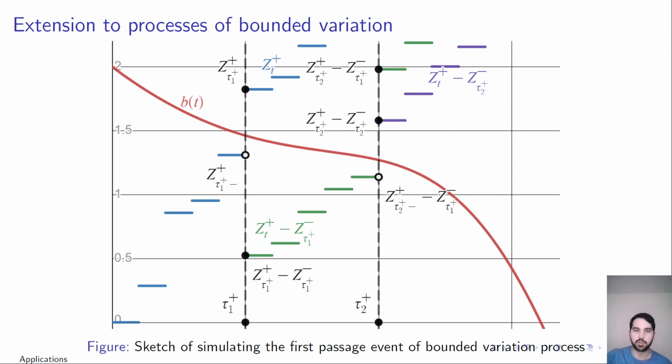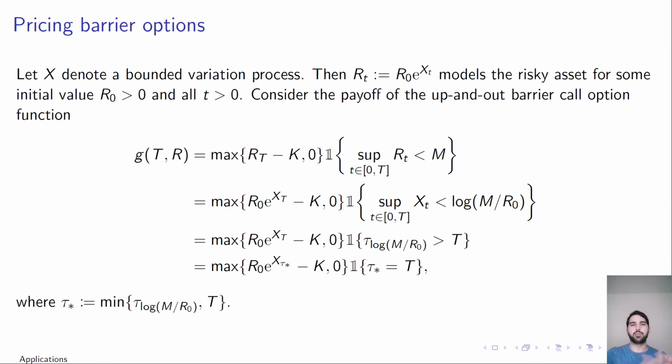Okay, so leaving those details apart, how can we use this for other things? So, for example, you can use it to price certain barrier options. So, in the case of an up and out barrier call, the risky asset is modeled by R0 times e to the Xt, where Xt is the boundary variation process, and the payoff is of this form, basically something dependent on the final value minus K. This hockey stick function, and only paid if the path supremum did not exceed some level M.